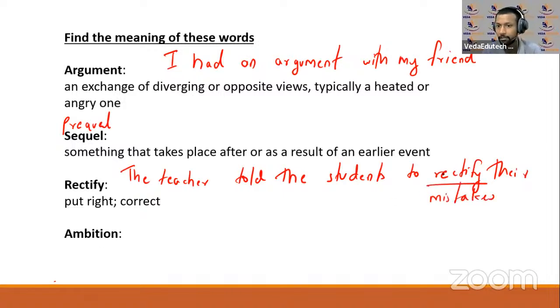Rectify their mistakes. अपनी गलतियां सुधारें, right? Correct their mistakes, you can say. ऐसे आप कह सकते हैं। Ambition. I hope आप लोग को समझ में आया, rectify.